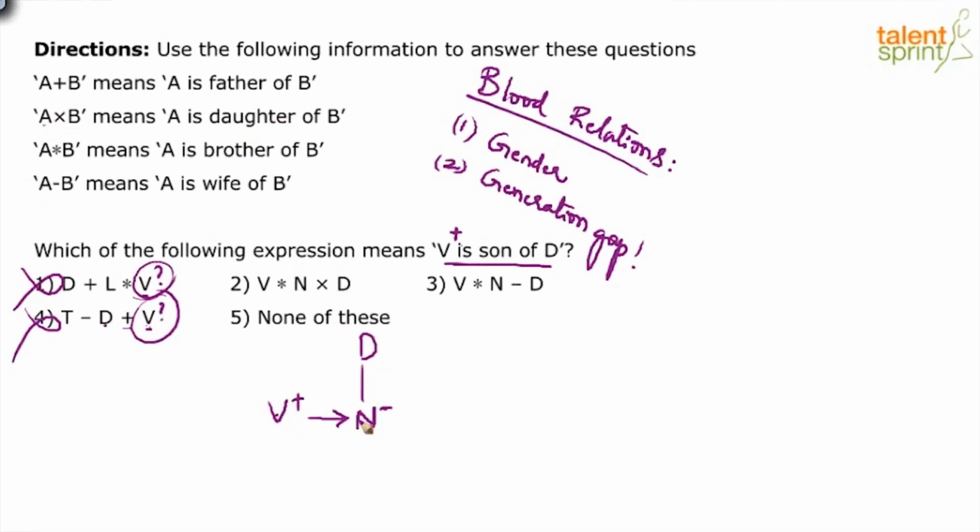So V is the brother of N. N is the daughter of D. So V's sister's parent is V's parent. But the question is V is the son of D. Which of the following expression means V is the son of D? Second option. See, D's daughter's brother. Your daughter's brother is your son. So V is the son of D in option 2.